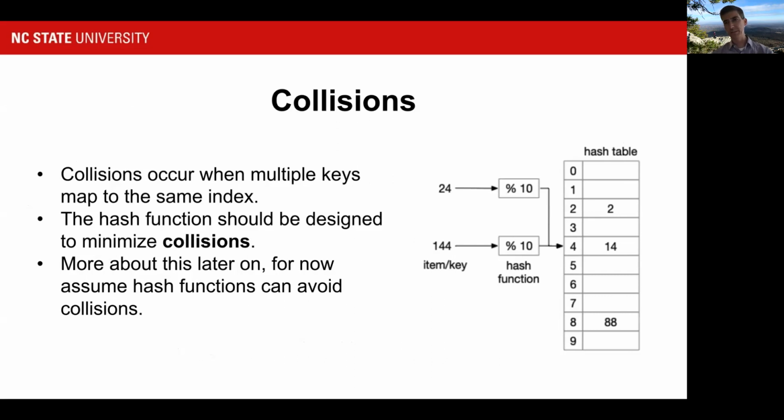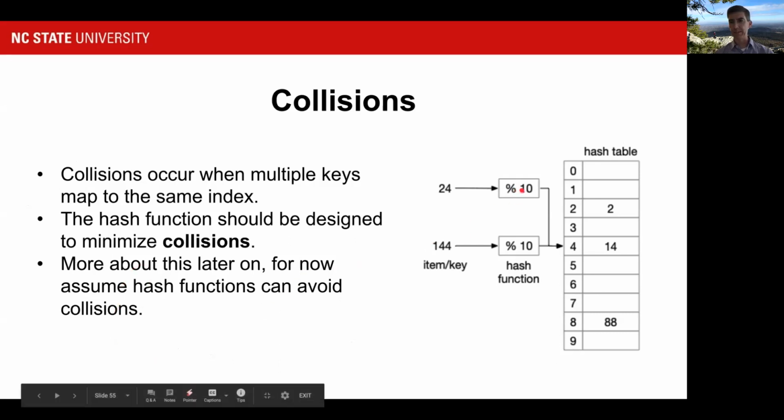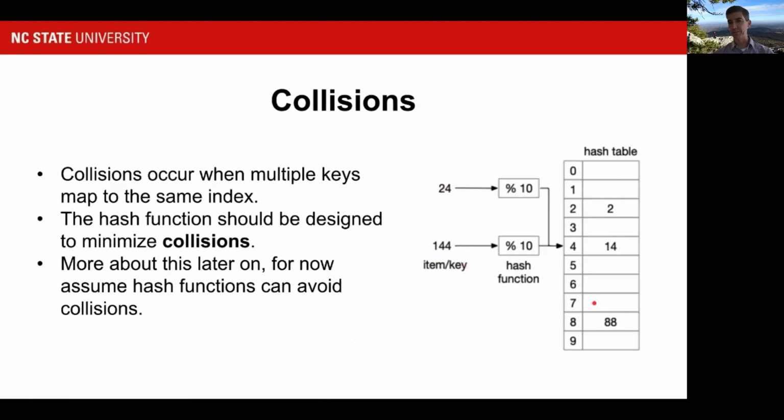Okay, so collisions, I've mentioned this a few times already in the videos. Collisions occur when multiple keys map to the same index. So suppose I'm using mod 10, and I need to insert both 24 and 144 into my table. But I've already put 14 in my table. What do I do? There's nowhere for it to go. That's a collision. These are all collisions. I only have one entry to hold 3 pieces of data.